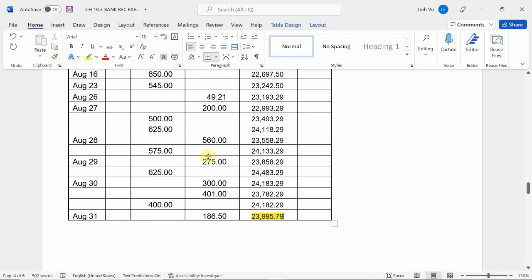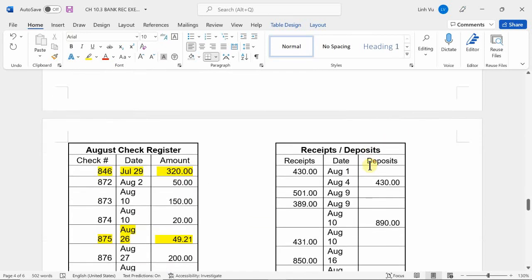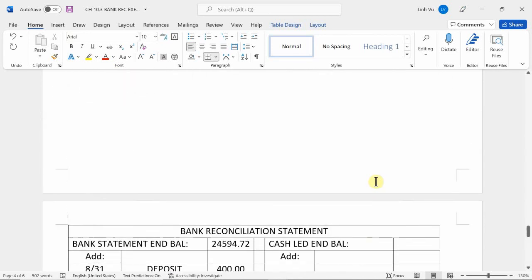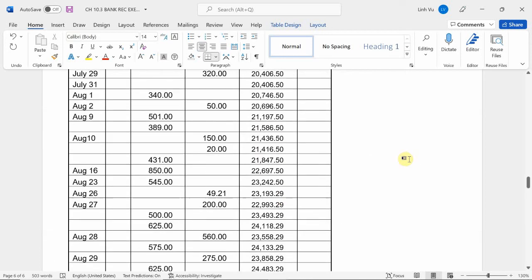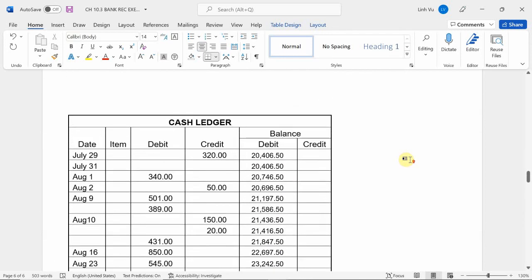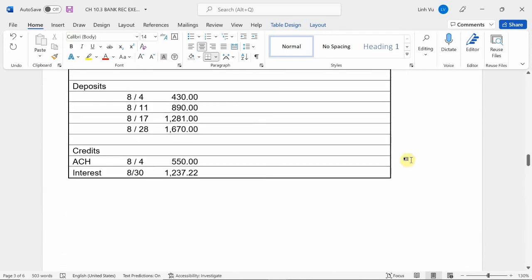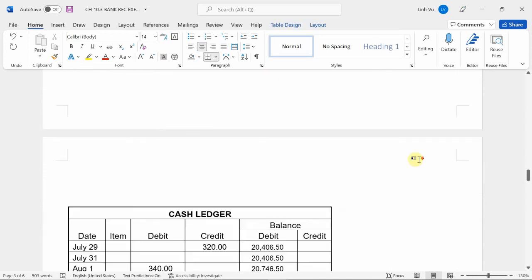It's 23,995.79. Okay? It did not match what we have, because that's not what we have right now. That's why we need to solve for what we have. That did not match at all. Okay, so what was it?